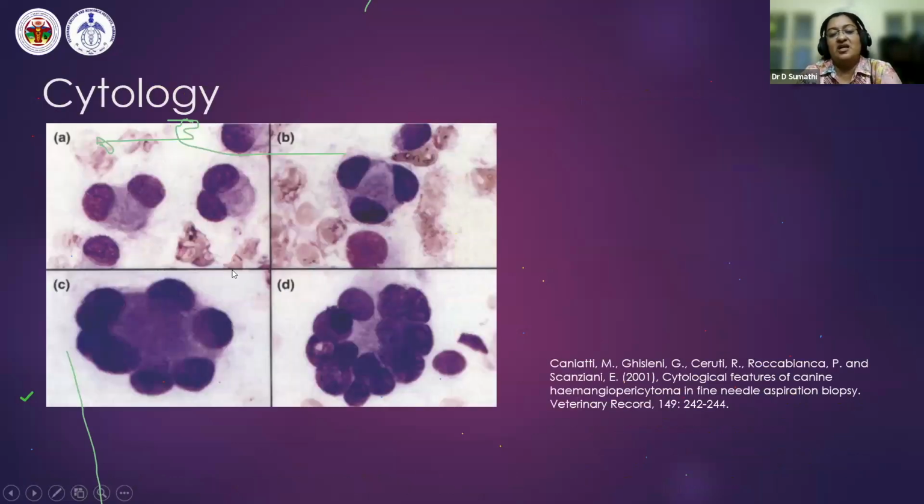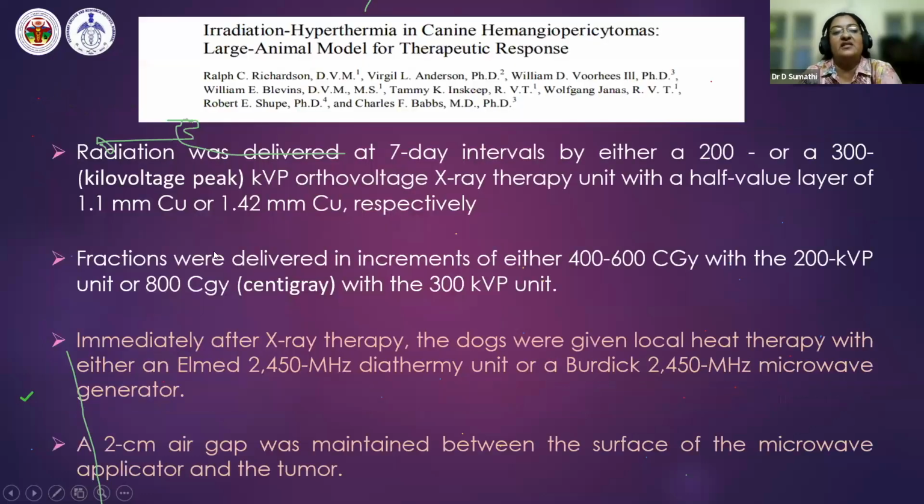Coming to cytology, how does this hemangiopericytoma look? They have crown cells. Sometimes you can see what looks like dragonfly eyes, with the nucleus like an eye of an insect. So these are a few of the cytological findings.